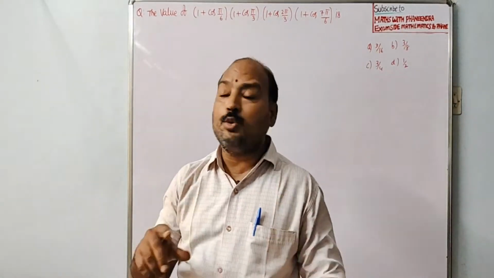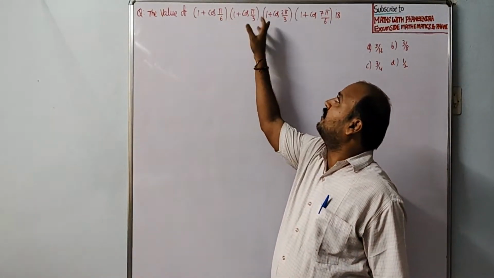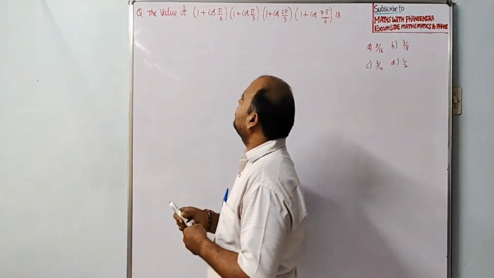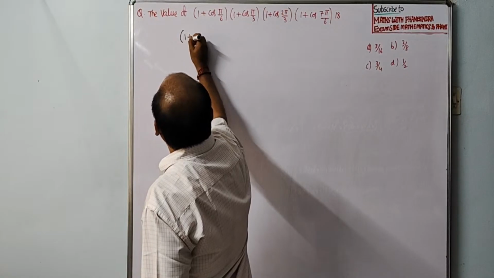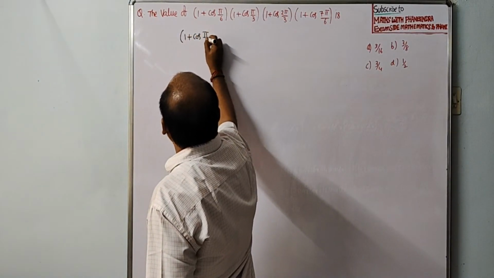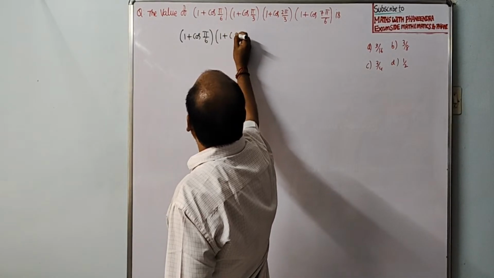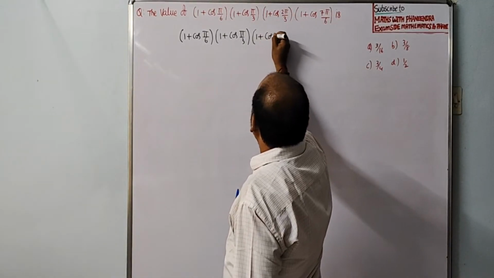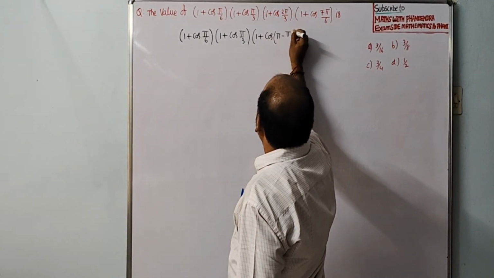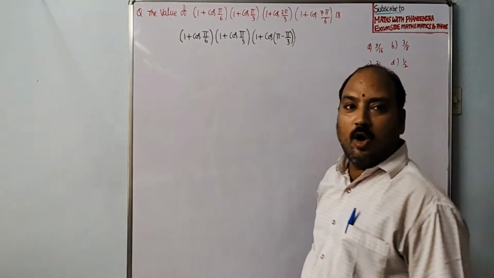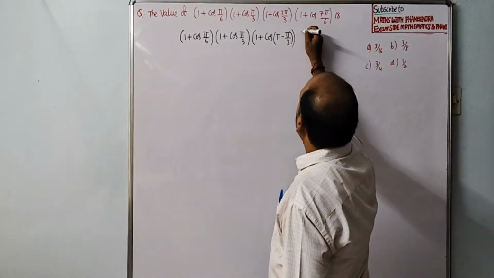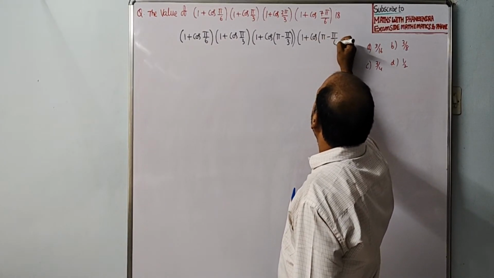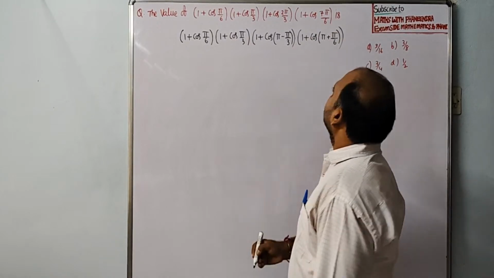Here the first two angles are pi by 6 and pi by 3, and the remaining are 2 pi by 3 and 7 pi by 6. We will bring these into these forms. See how: 1 plus cos pi by 6 as it is we are writing, into 1 plus cos pi by 3 as it is we are writing, 1 plus cos 2 pi by 3 we are writing as pi minus pi by 3. Are you all with me, dear students? Next, 1 plus cos of pi plus pi by 6, that is 7 pi by 6, no?